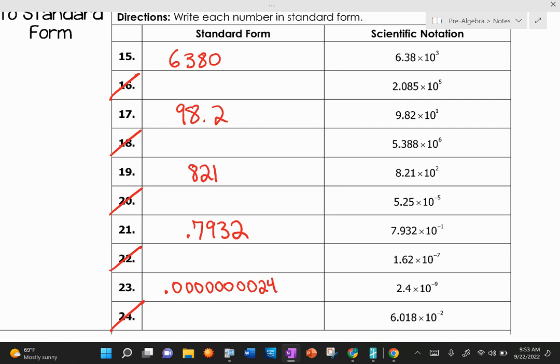Apparently there's no zeros. No, there's not even a decimal there.